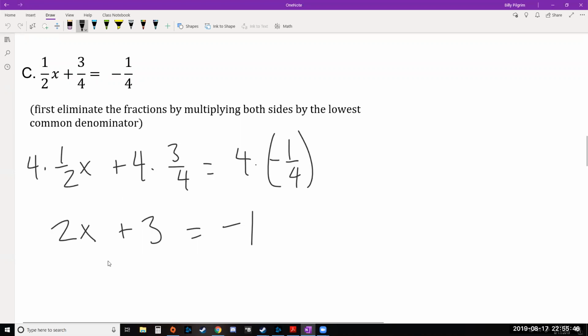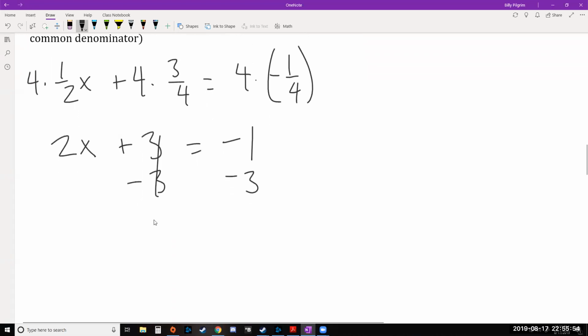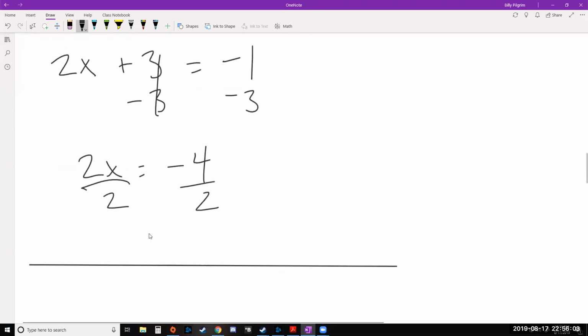So if we continue our steps, we're in step 2 here. X's are over here. We want to get our non-x's to the other side. So we're going to subtract 3 from both sides. So 2x equals -4. Last step, divide by 2 on both sides. And we get x equals -2. Okay, so that's how you deal with equations with fractions.